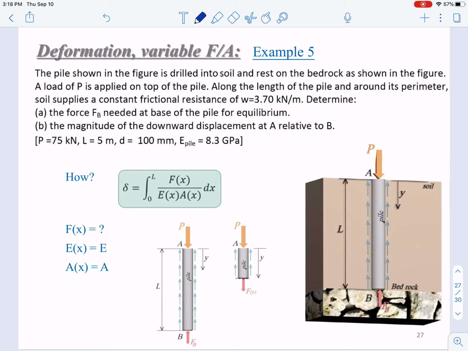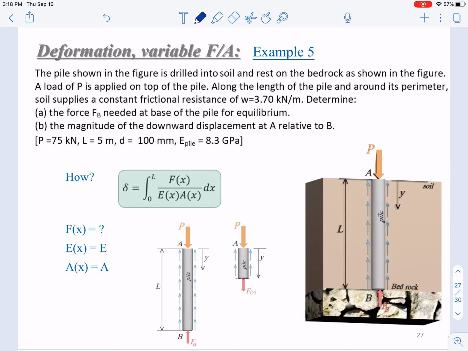Determine the force Fb needed at base of the pile for equilibrium and the magnitude of the downward displacement at A relative to B. Right, the P, L, D, and the modulus of elasticity have been provided. Again, let's see how to solve it.